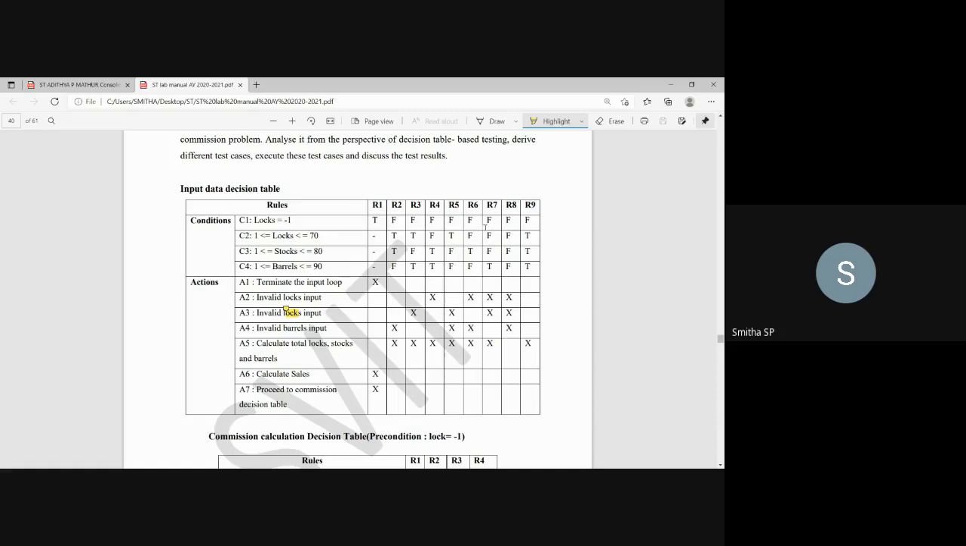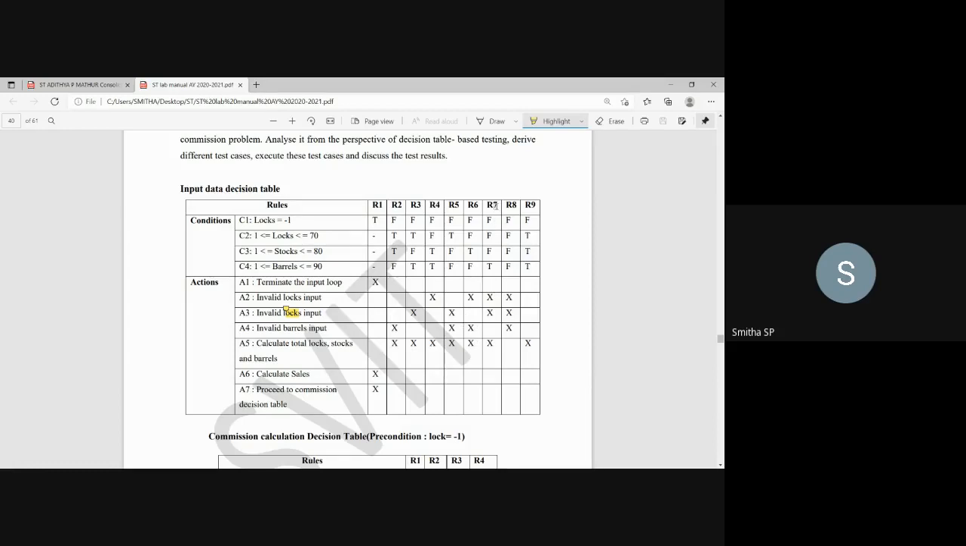Similarly, for rule 6, the logs and barrels values are invalid. For that, actions A2 and A4 have been marked, and here the stocks value is within the production limit, so the condition is true here. So for this you have to update the total stocks. For that, action 5 is marked.